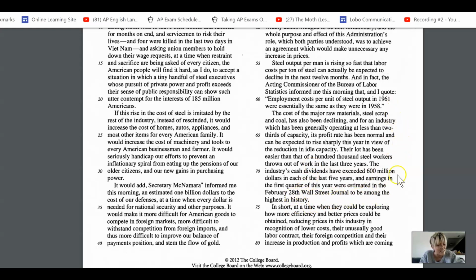So he's going really deep in terms of statistics here and actually offering a very detailed account about how this is not necessary and they already have enough profit, and he has strong evidence for it. So he's kind of shifted into a more detailed, logical approach with statistics here.